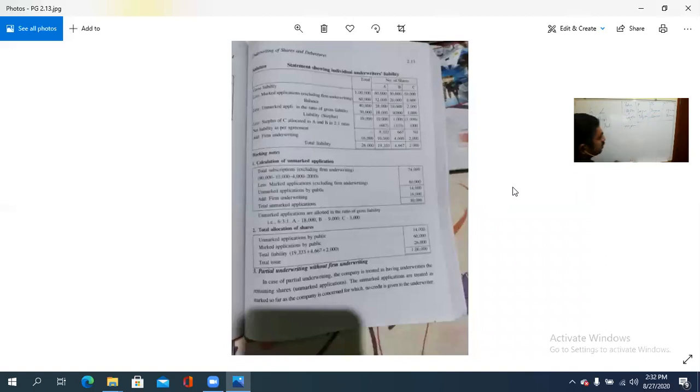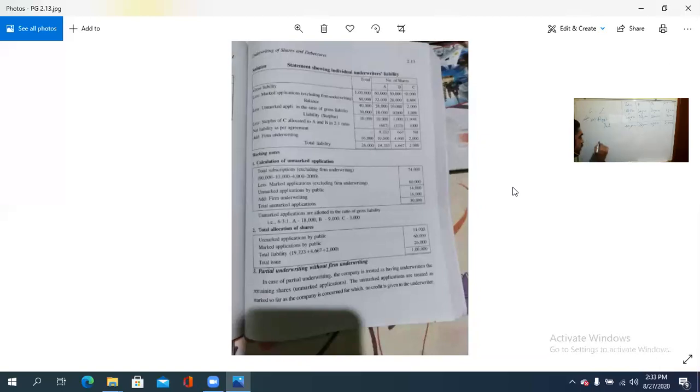So 60 minus 32, how much it is? 28,000. 30 minus 20, that is 10,000. And 10 minus 8 is 2,000. Then from that, we are reducing what? The unmarked application. How it is to be? Unmarked application, how we need to calculate. For that calculation, in this way you can calculate the unmarked application.